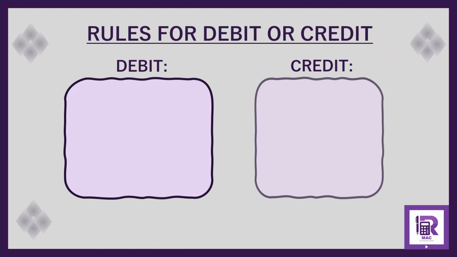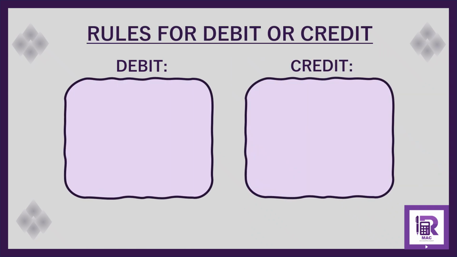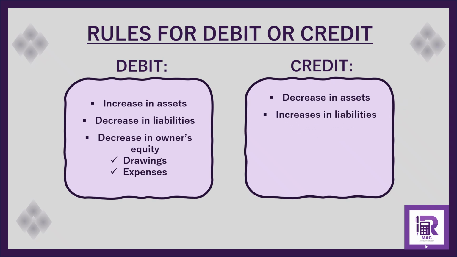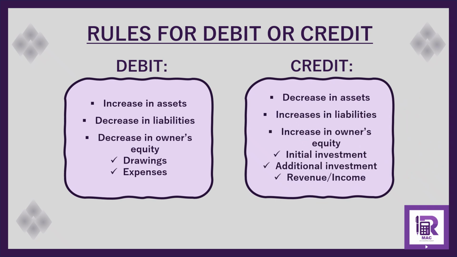Now let's go to the rules for debit or credit. The debit side shows the increase in assets, decrease in liabilities, decrease in owner's equity through drawings and/or expenses, while the credit side shows the decrease in assets, increase in liabilities, increase in owner's equity through initial and/or additional investment, and revenue or income.